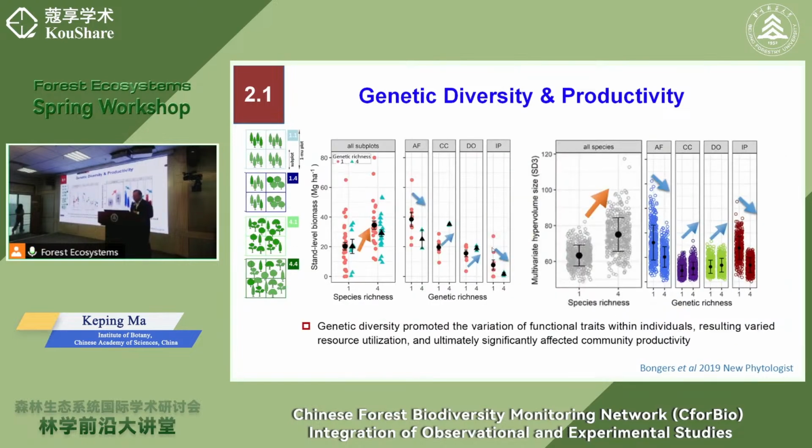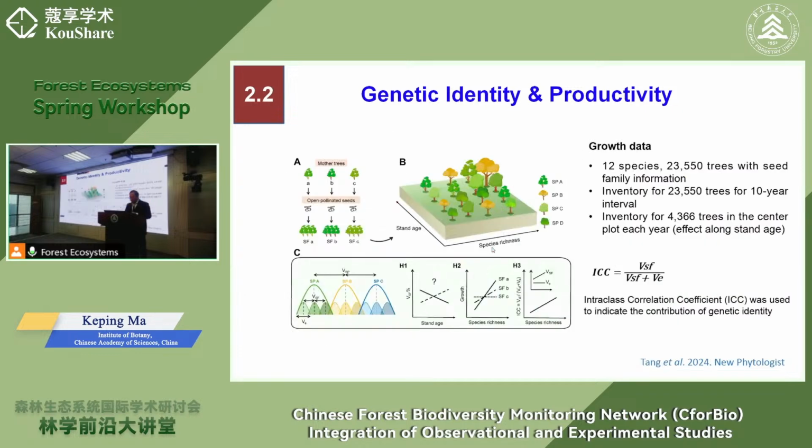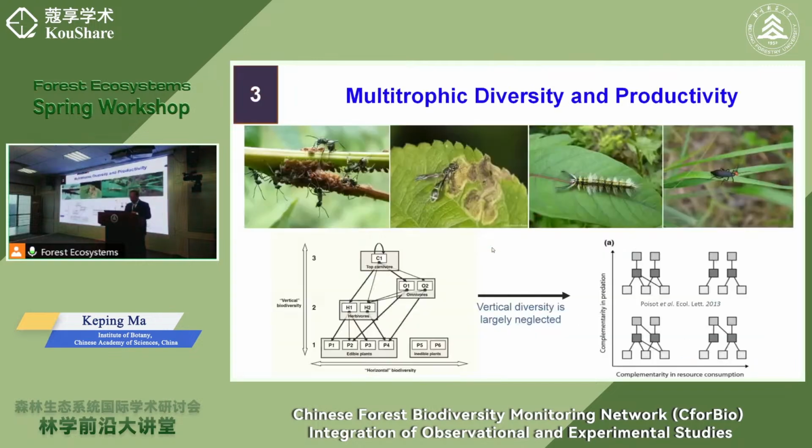And from these slides, you can see genetic diversity promoted the variation of functional traits within individuals and then resulted in varied resource utilization and ultimately significantly affected community productivity. So this is to say genetic diversity and productivity are positively related. And not only diversity, but also genetic identity is related to productivity. The paper was just published last year in New Phytologist.